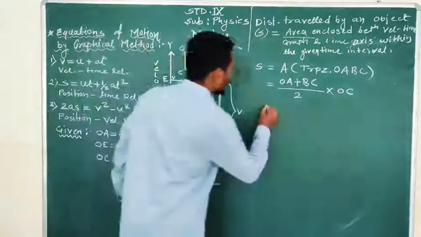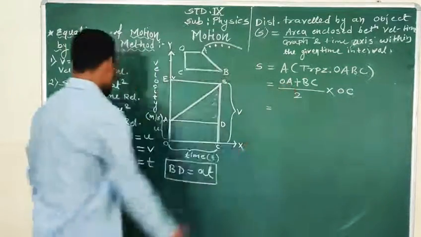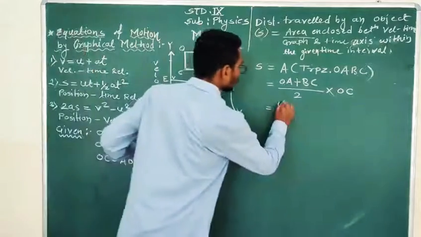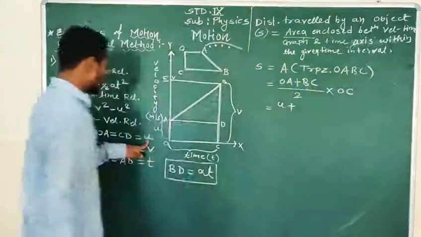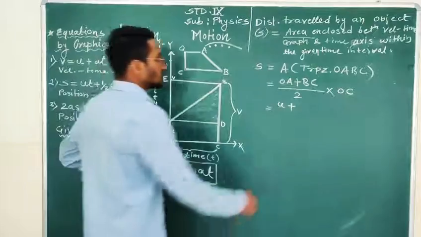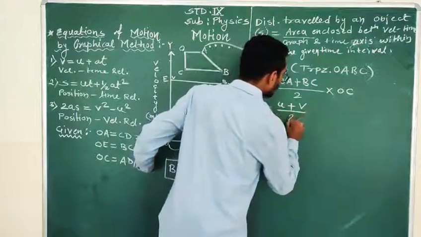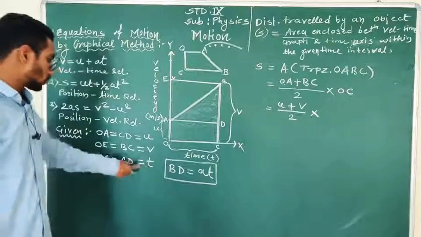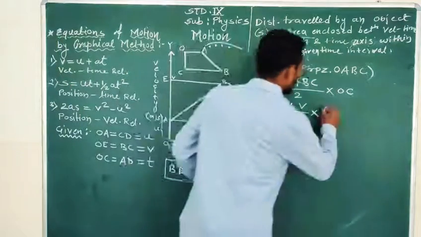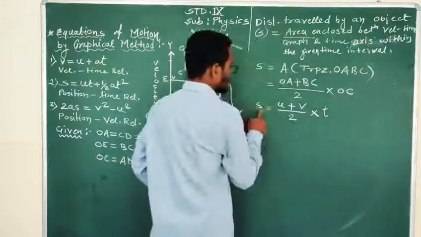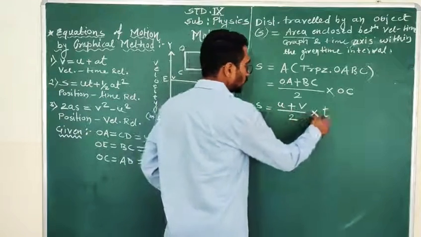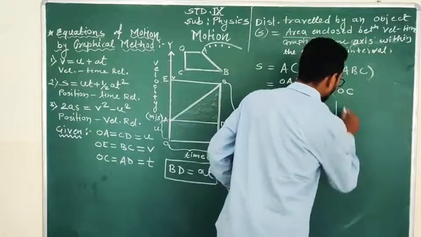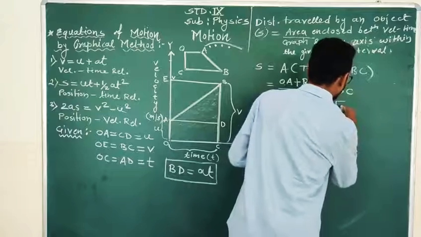Now put their values. OA is equal to what again? U. BC is equal to what? BC is equal to V. And what is OC equal to? OC is equal to T. So you are getting this: S is equal to U plus V by 2 into T. But where?